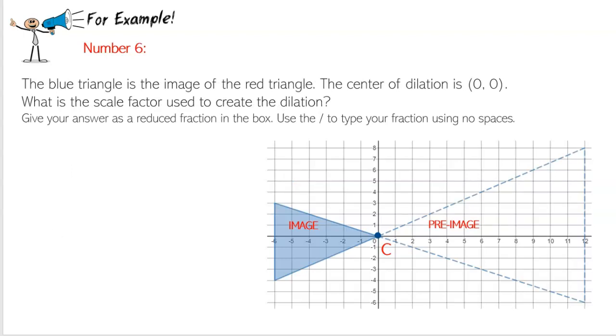Number 6, the blue triangle is the image of the red triangle. The center of dilation is (0, 0). What is the scale factor used to create the dilation? Give your answer as a reduced fraction in the box.